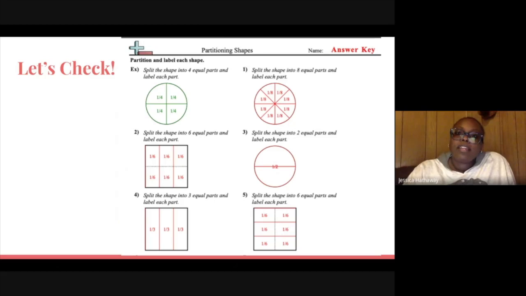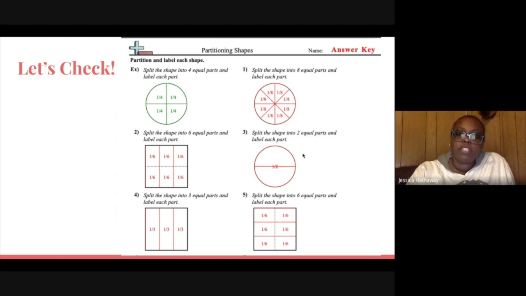So this is what I had. Number 1 is divided into eighths. Number 2 is divided into 6. And number 3 is divided into 2 equal parts, which is a half. Number 4 is divided into thirds. And number 5 is divided into sixths.